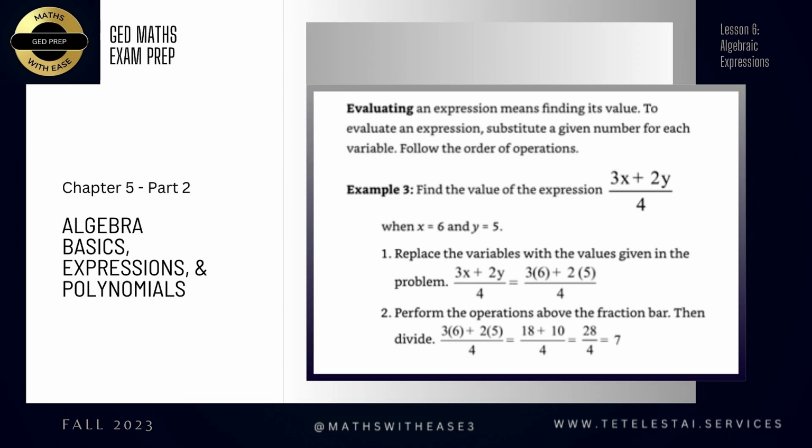So evaluating an expression means finding its value. To evaluate an expression, you want to substitute a given number for each variable. So again, you would follow the order of operations. In this example, we're told to evaluate the expression 3x plus 2y over 4 when x equals 6 and y equals 5. So you simply would replace your variables with the numbers that you're given. So here we're told that x equals 6. So you would go back to your expression, as you rewrite it, everywhere where you see x, in this case, we only have one x, we're going to replace x with 6.